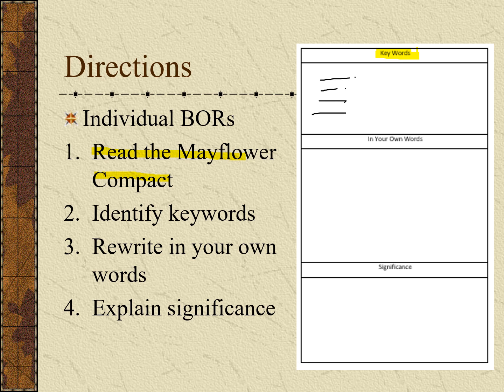In your own words, again, just like we did with those Columbus letters, you're taking it and summarizing it short and sweet. If I was writing it today in 2019, how would it sound? Write it so that it makes sense to you. And then finally, significance. Significance is, why is it a big deal? Why are we still talking about it in 2019? This should be a couple of sentences, and you just need to tell me what it is that they are saying in the Mayflower Compact that makes a big difference for the founding of our country.